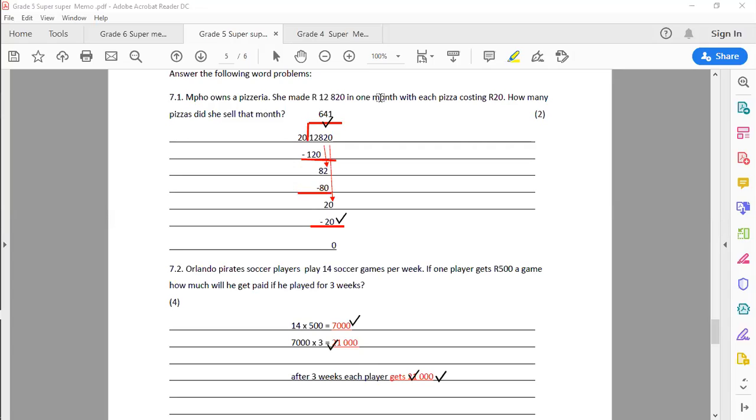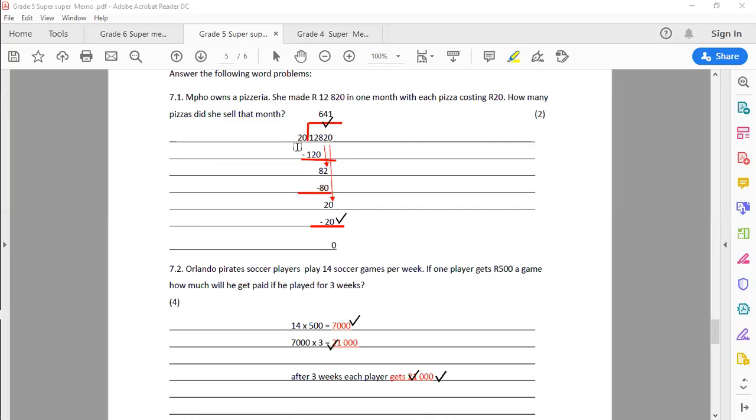Sir, I don't understand this one. 641. Then you draw that line, then 12,820. Then minus 120, then the line, then 82, then minus 80, then the line, 20, then minus 20. It's long division. We're using long division. Oh, and then it's 0 at the bottom, sir. Yes, because remember 20 minus 20 is 0.